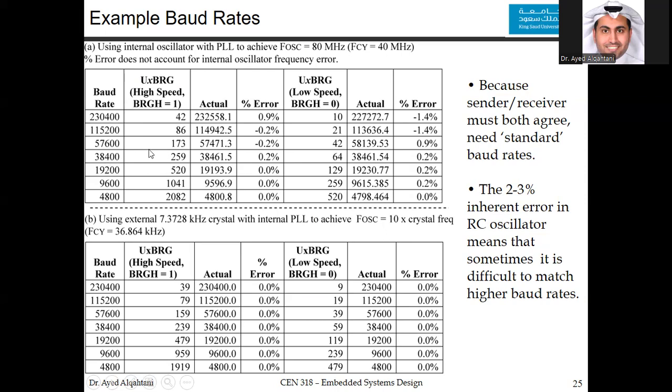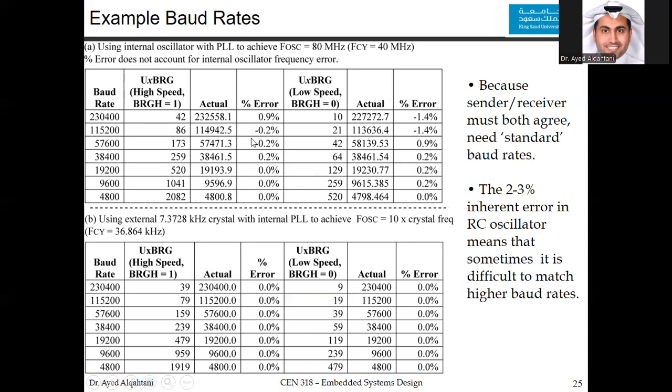And for these two tables, one time we used a frequency of oscillation of 80 megahertz from an internal oscillator with PLL. So we used it internally. And for this one, we used an external crystal with this frequency. So bottom line here, we used an internal oscillator here, and here we use an external oscillator. It says here, because the sender and receiver must both agree, you need standard baud rates, one of them. So there is an agreement needed. The sender would say, okay, I'll pick this one. The receiver should pick the same baud rate.